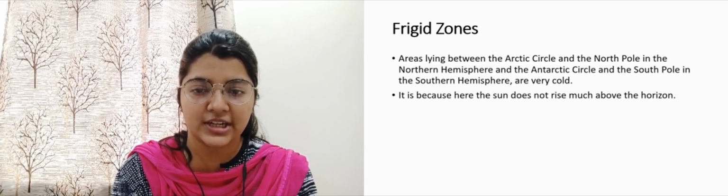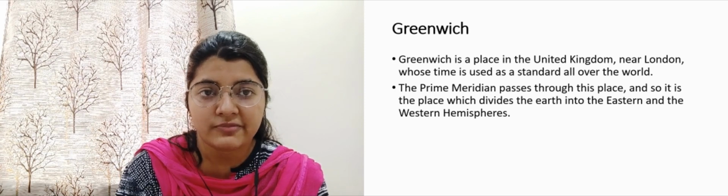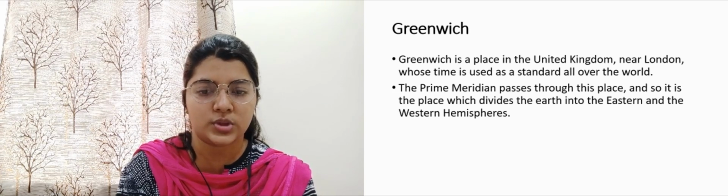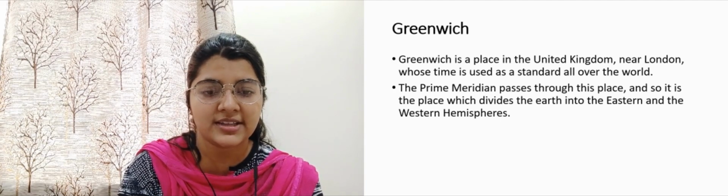Now let us move to the next part, which is Greenwich. What do you understand by Greenwich? Greenwich is a place in the UK, that is United Kingdom, near London, whose time was measured as standard all over the world. The prime meridian passes through this place, and it divides the earth into eastern hemisphere and western hemisphere.